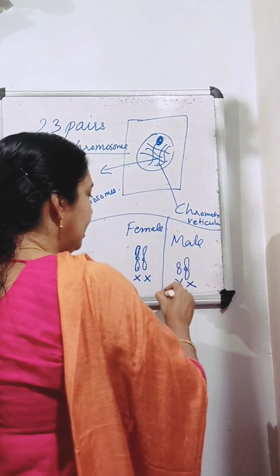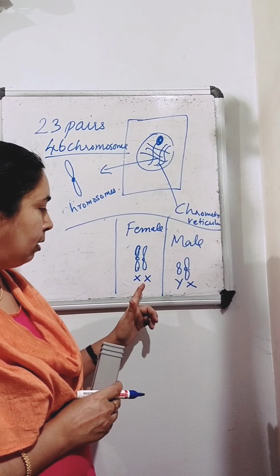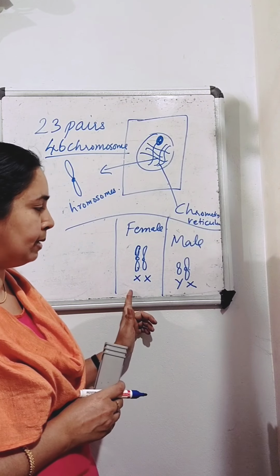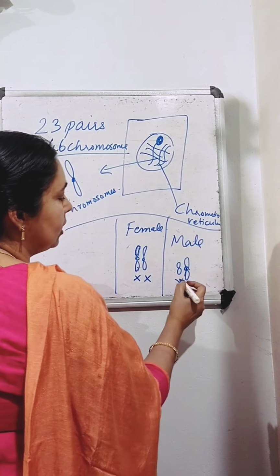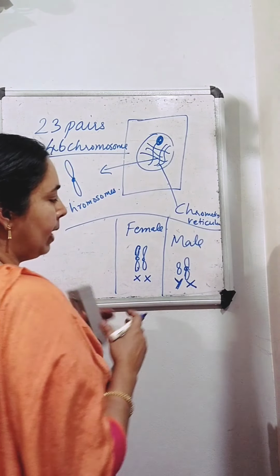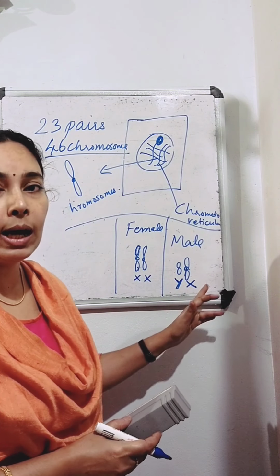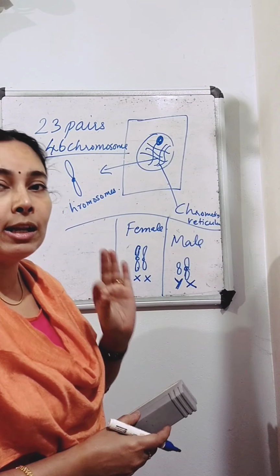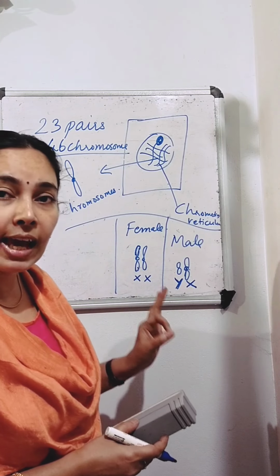The 23rd pair is different in male and female. The 23rd pair, or sex chromosome, in a female is both X chromosomes. Both are similar. But in a male, one is shorter than the other. The shorter one is named the Y chromosome, and the other one is named the X chromosome. So in the male body, there are two types of chromosome, X and Y. But in the female body, there is only one type of chromosome, that is X chromosome.